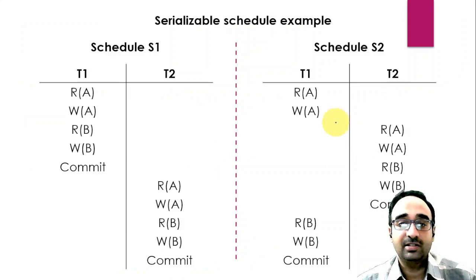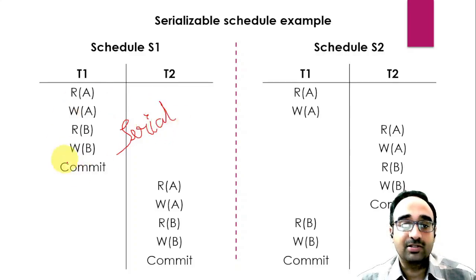See here, we have two schedules, schedule 1 and schedule 2. This is a serial schedule, as I already told you in the previous video. Because T1 is performing first, then T2 is performing next, this is called a serial schedule. Whereas S2 is not a serial schedule, because T1 is performing for some time, then T2 is performing, then again T1 is performing.